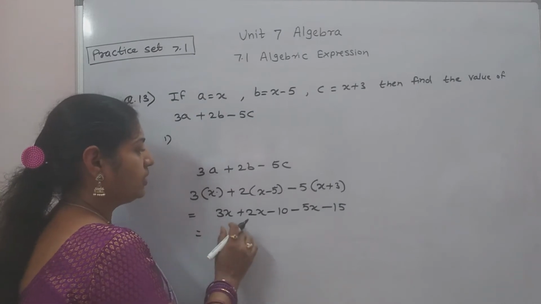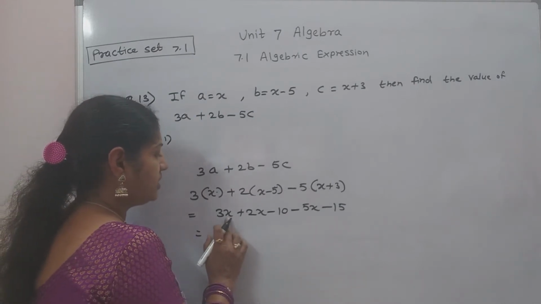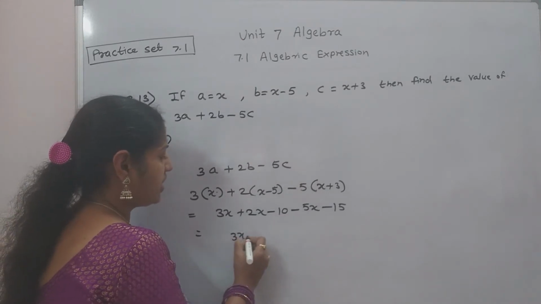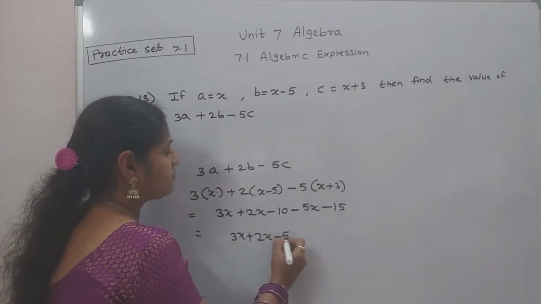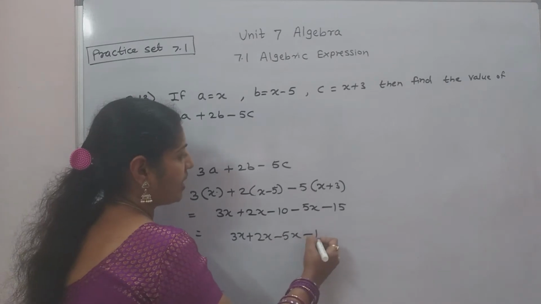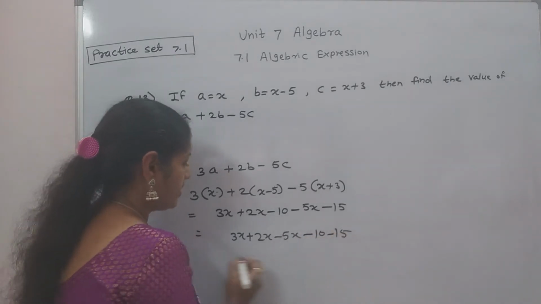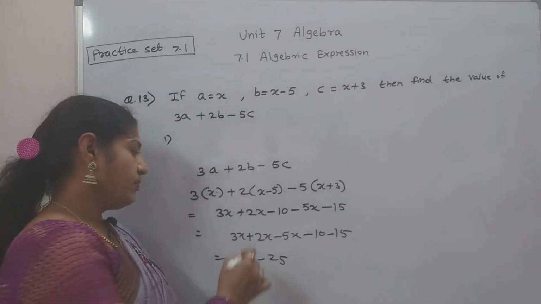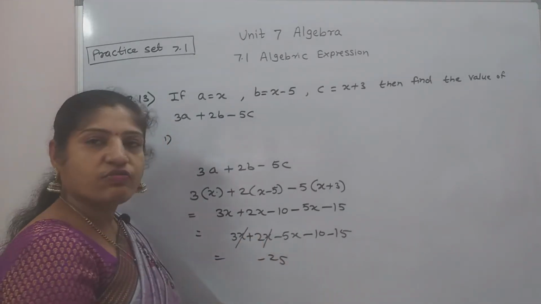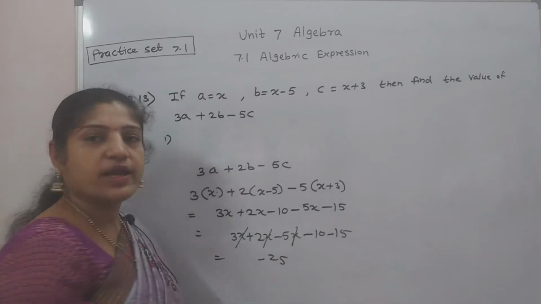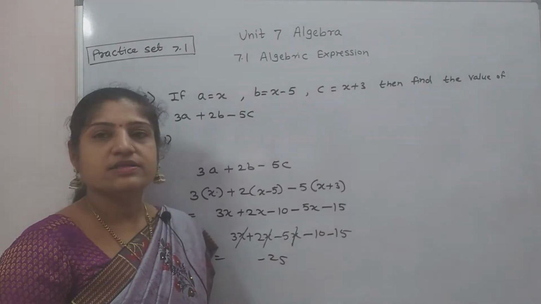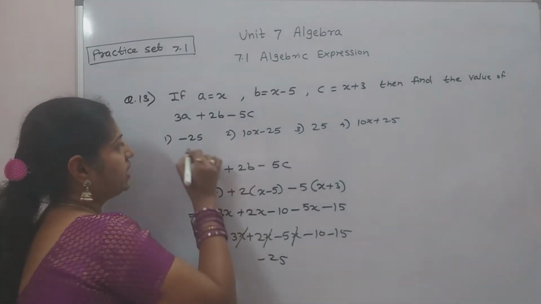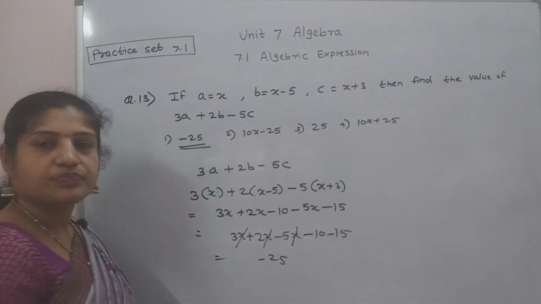Write down the like terms. 3x plus 2x minus 5x, that is 0. Minus 10 minus 15, that is minus 25. 3x plus 2x, 5x. 5x minus 5x, 0. So minus 10 minus 15, minus 25, option number 1.